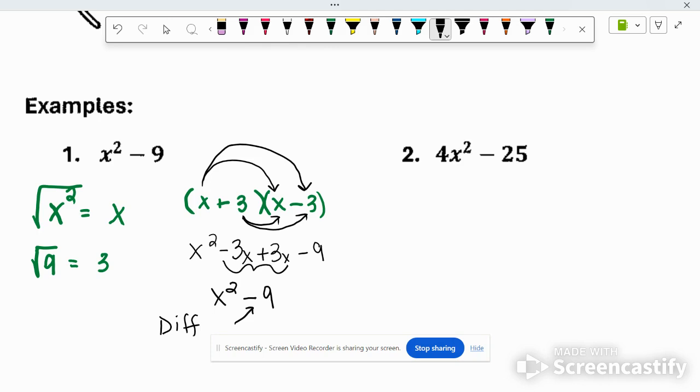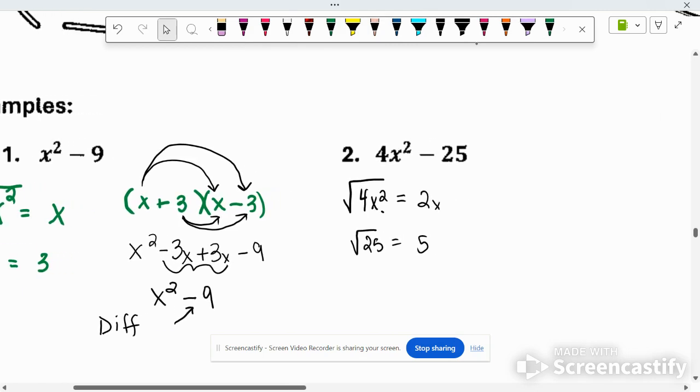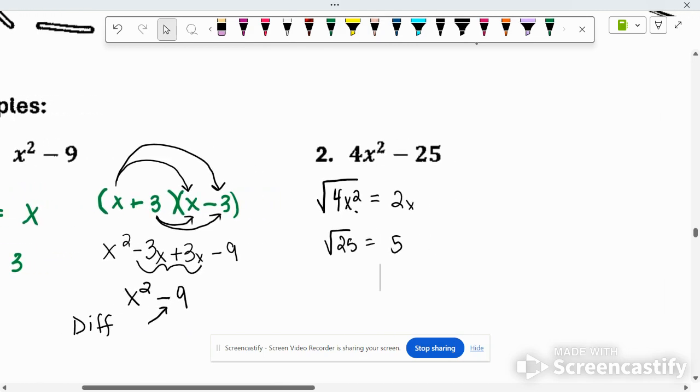All right, so let's do it again. First term, I need to know the square root of 4x squared. Well, what's the square root of 4? 2. And what's the square root of x squared? x. Okay. I also need to know the square root of 25. 5. So what's this going to look like, Jaden? How do I write my two perfect squares?